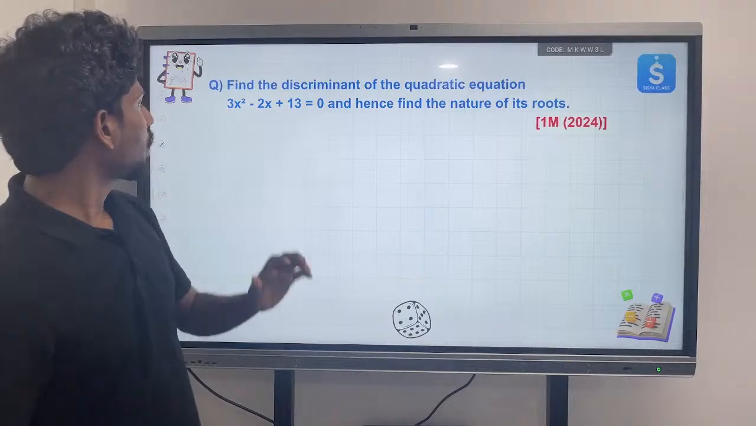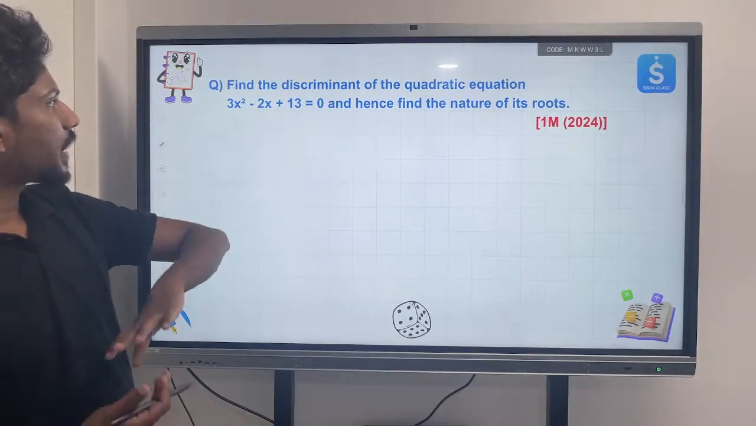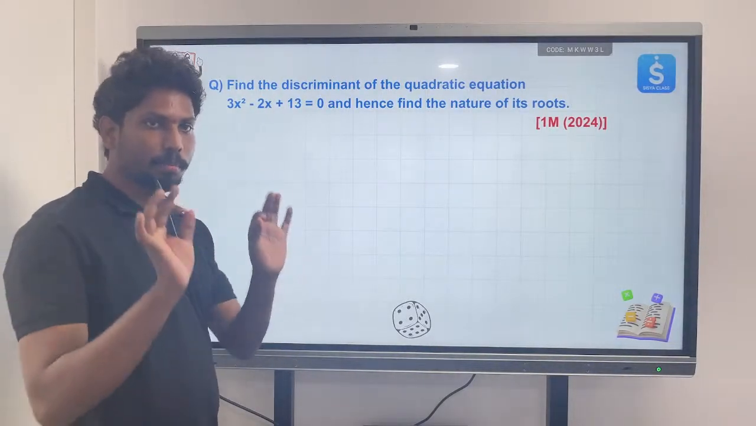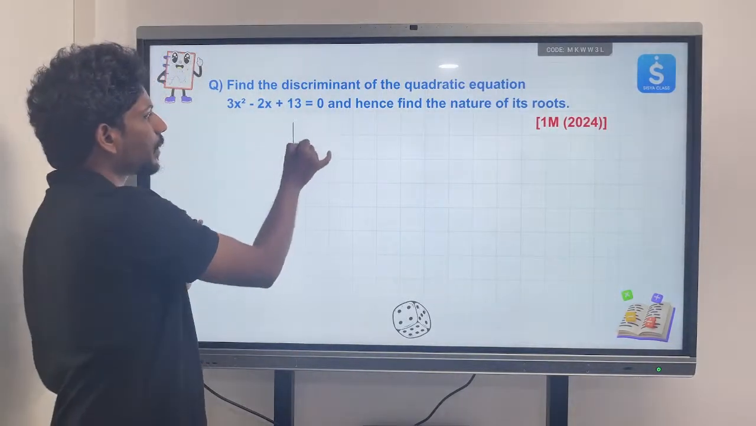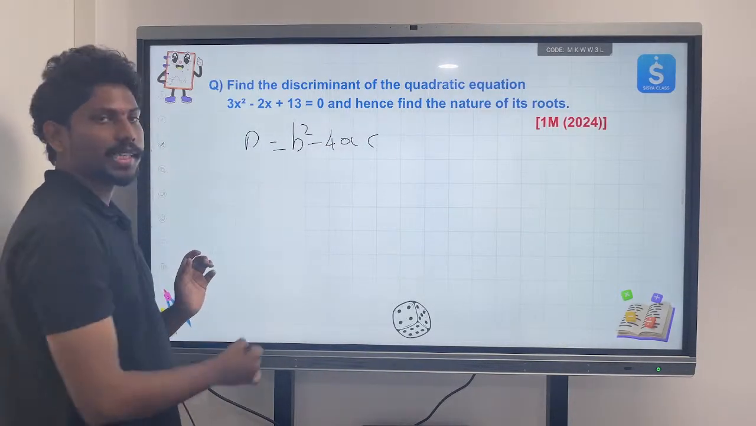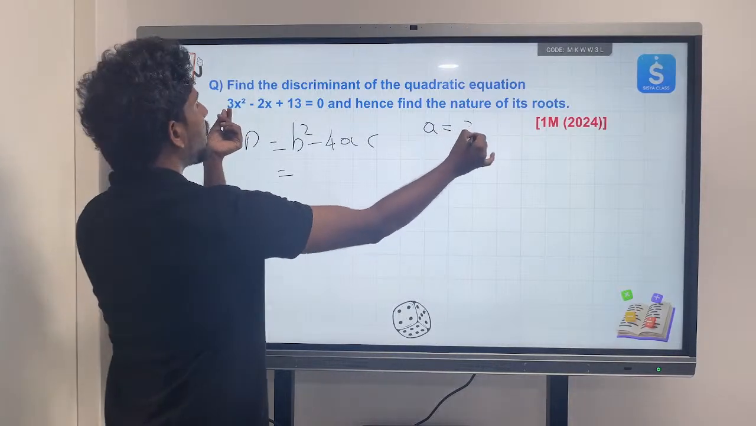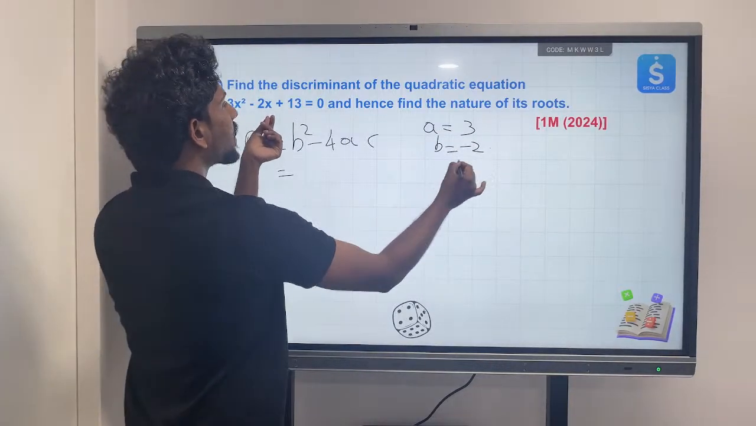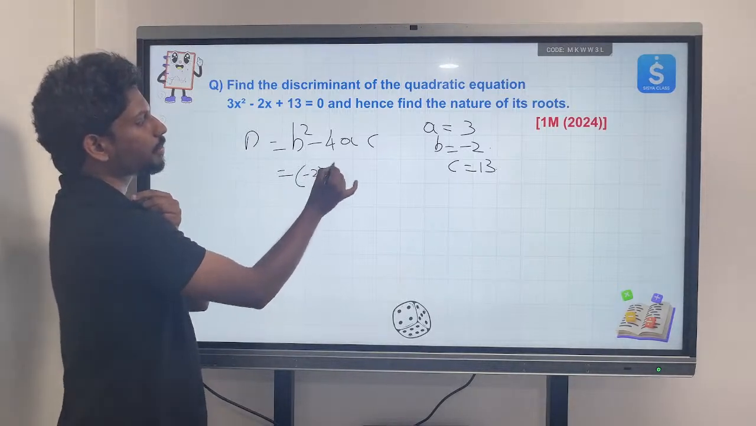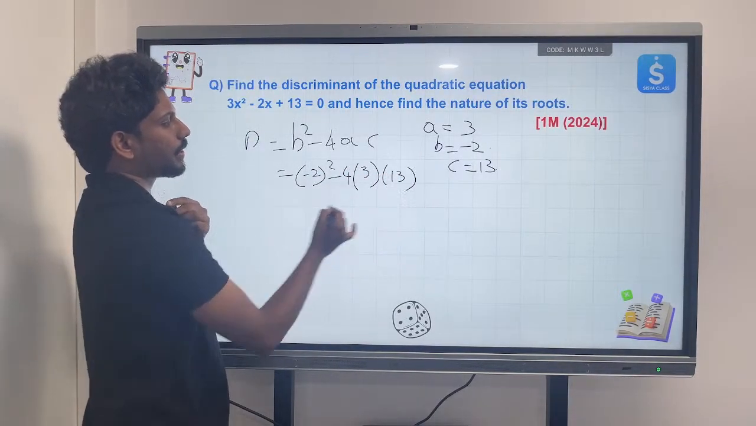Now, let's see. Find the discriminant of the quadratic equation and hence find the nature of roots. So you don't have to do anything blindly, first find out the b square minus 4ac. Whenever he is saying discriminant, what is the discriminant? B square minus 4ac. So what are a, b, c values? Just list out. A value is 3, b value is minus 2, c value is 13, right? So b square, it is minus 2 square minus 4, a value is 3 and c value is 13.